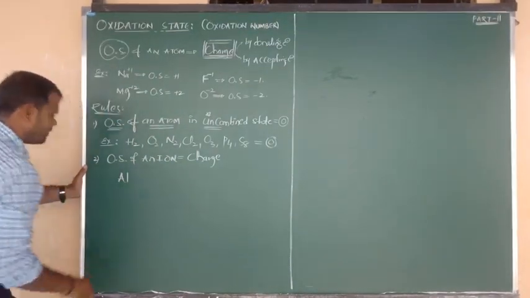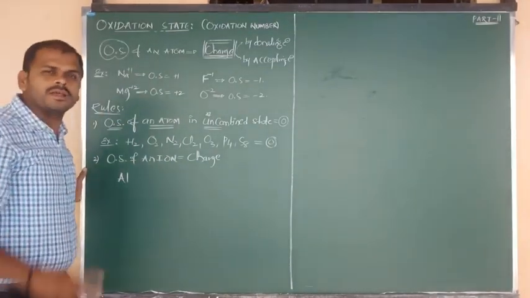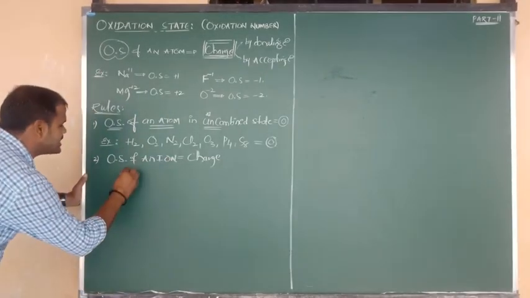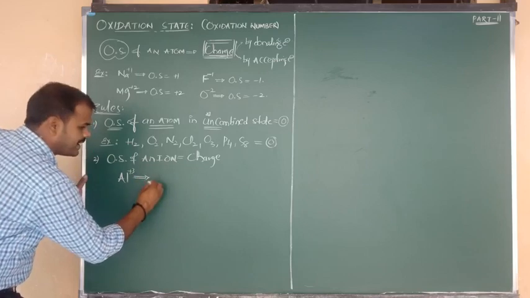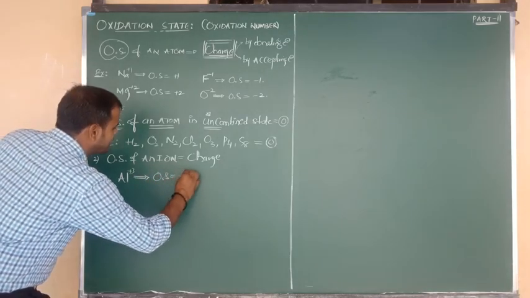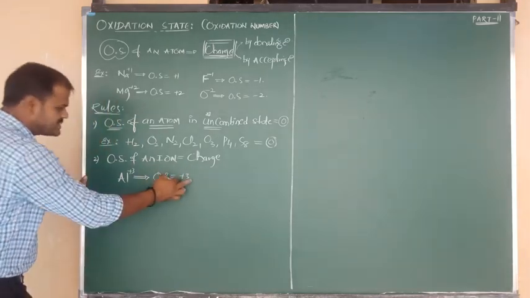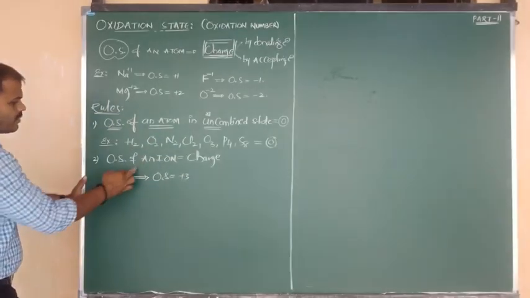First, aluminium. Aluminium belongs to group 3A, so valence electrons are 3. So here the charge is plus 3. Aluminium charge is plus 3, which means aluminium oxidation state is plus 3. The oxidation state of an ion is equal to the charge.